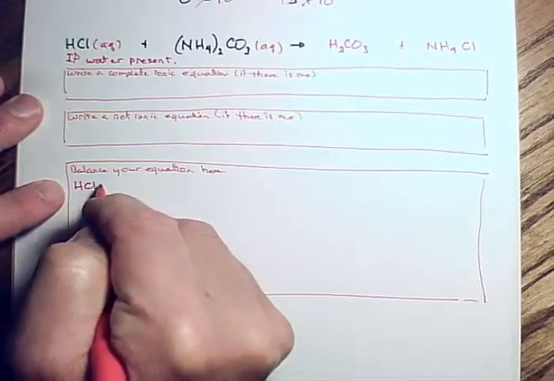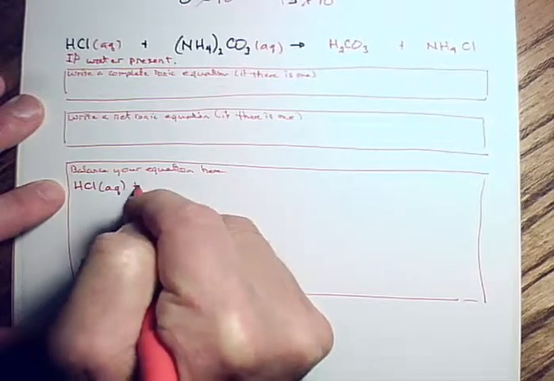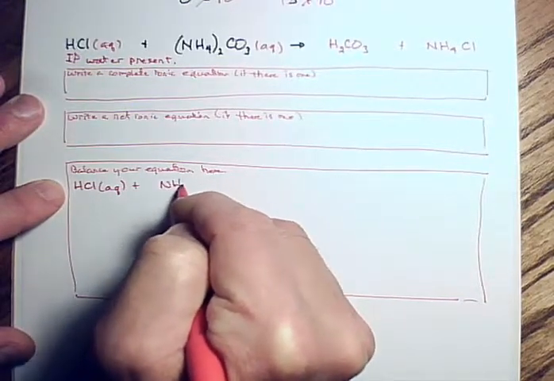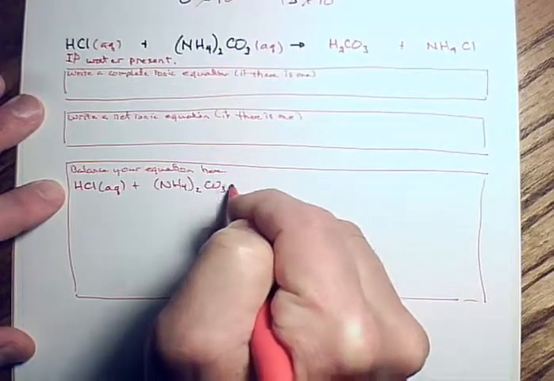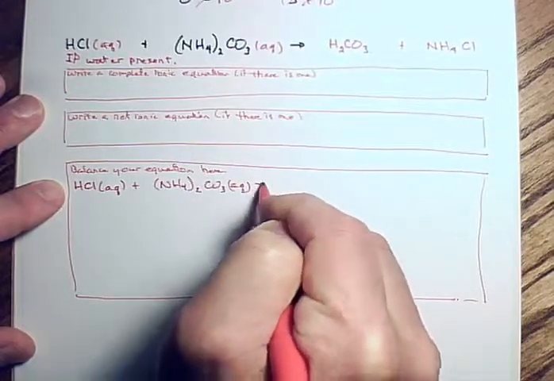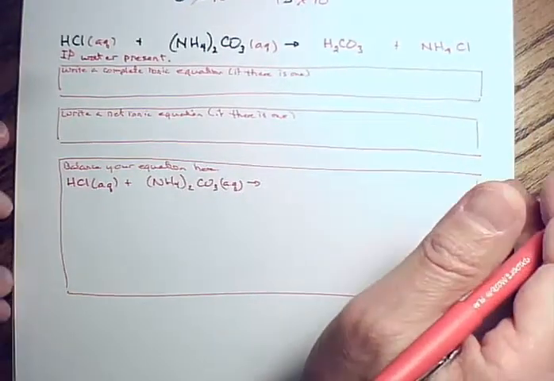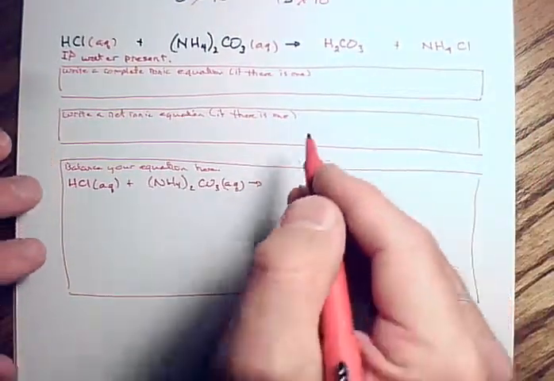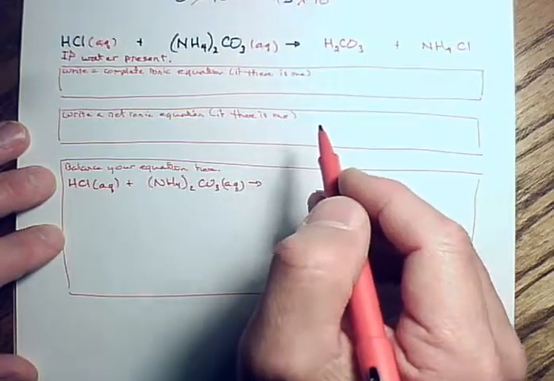HCl and NH4, CO3, aqueous. And now I'm going to write out what this decomposes into. And you just got to know this. It's something you got to memorize. It's something you got to be able to use. Now, this automatically decomposes into water and carbon dioxide.